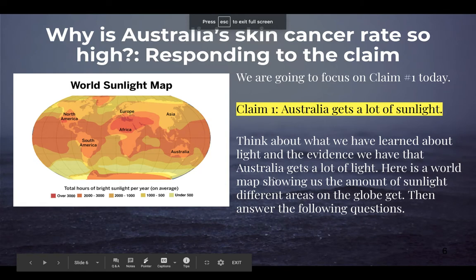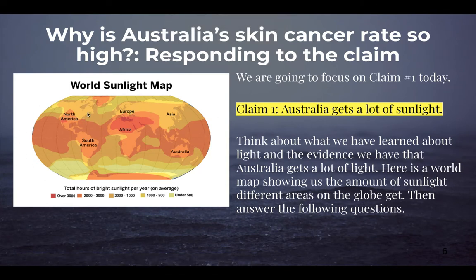So I'm going to do it this way. I already read this to you. You notice we have some different colors here, so we need to look at the key to understand what that means. The key shows the total hours of bright sunlight per year on average.